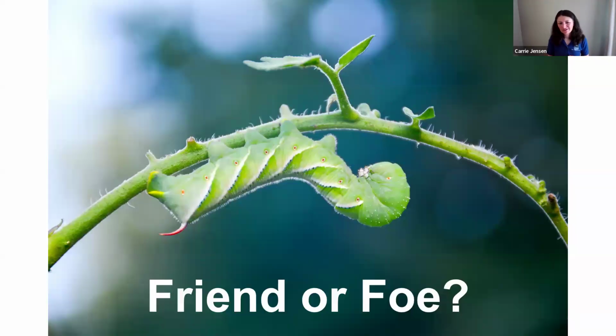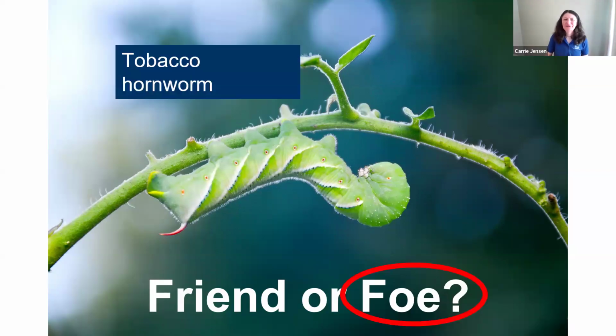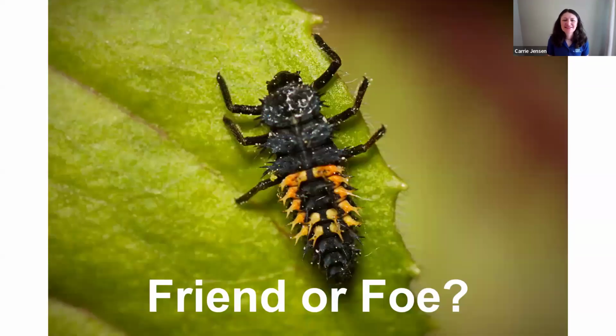What about this caterpillar? What do you guys think? Friend or foe? More consensus here. Yeah, foe. Everybody knows this one. The tobacco hornworm, or tomato hornworm, is closely related. These guys attack our tomato plants, and so they're generally considered a pest in our garden if we find them. They do turn into a very beautiful sphinx moth, which is a pollinator, but yeah, they can create so much damage that they're considered a pest.